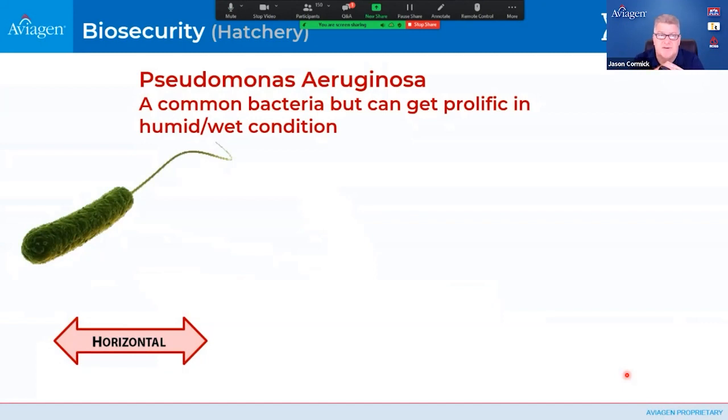Pseudomonas. Again, Pseudomonas is quite a common bacteria, but it can become quite prolific. And when that's the case, you'll start finding it in your birds. You'll have quite a few problems with that.